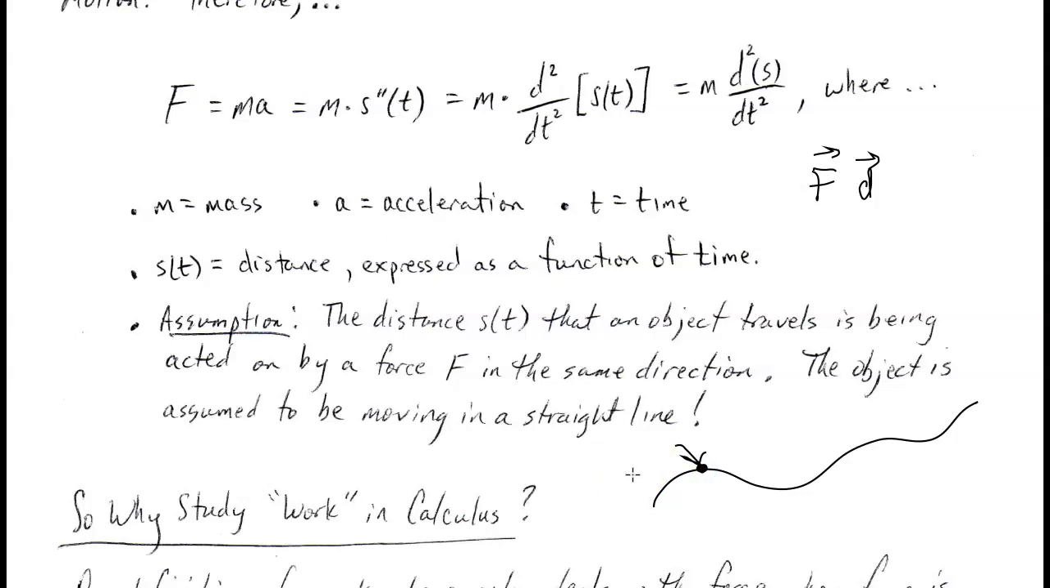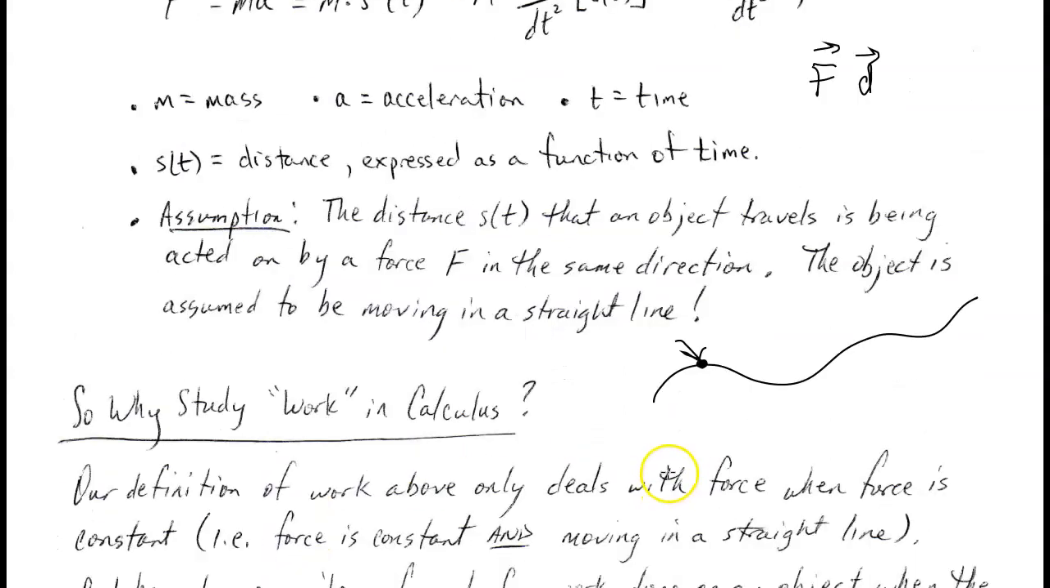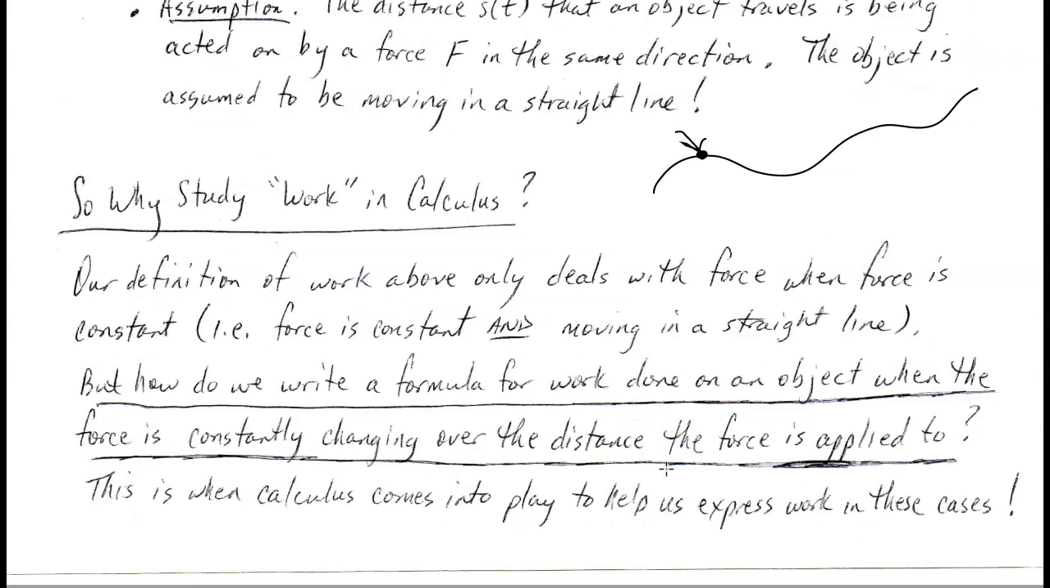And so this is why we try to use calculus, and in particular integration, as another means of being able to model work. And so again, the definition of work above only deals with force when force is constant. Okay. And that is to say the force is constant and moving in a straight line. But how do we write a formula for work done on an object when the force is constantly changing?